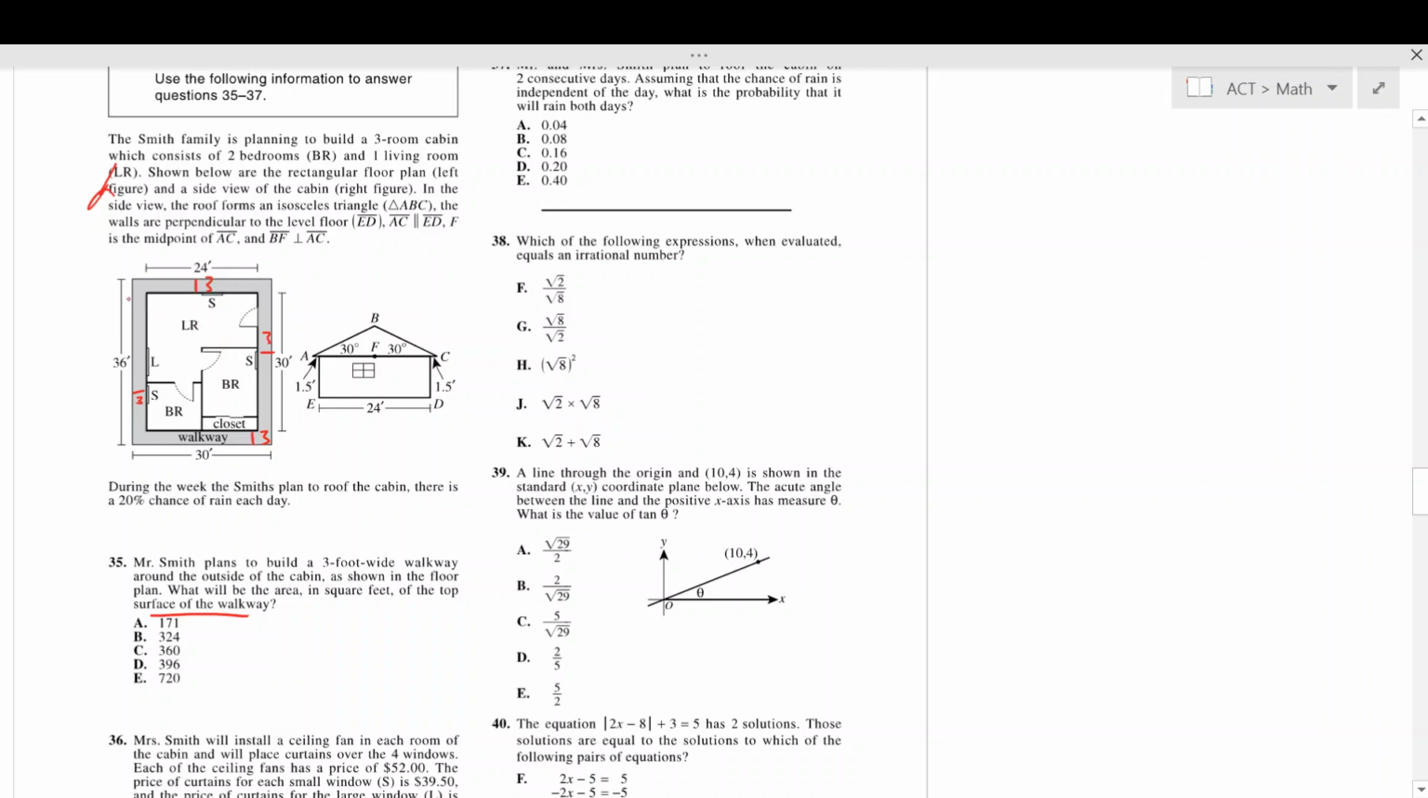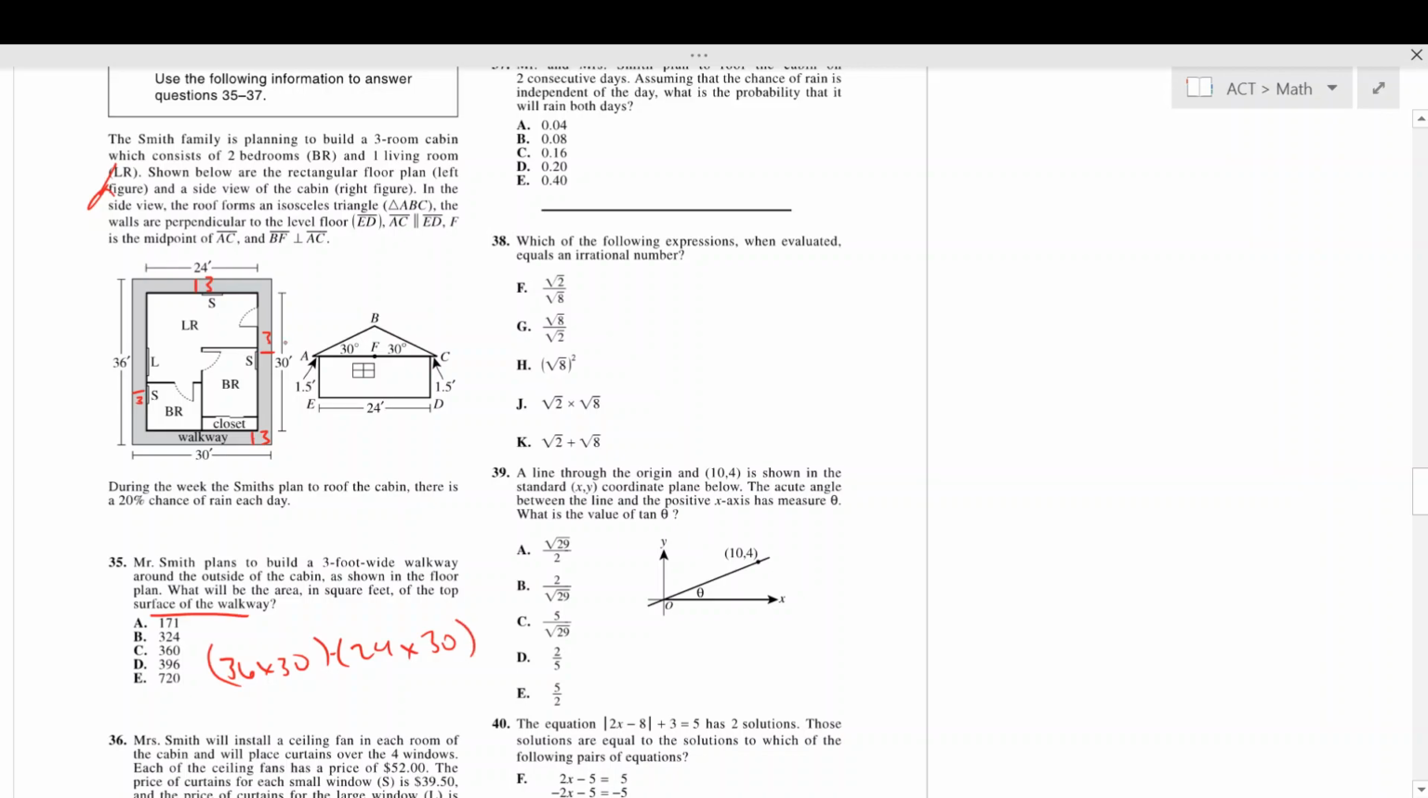So what we could do here is we find the area of the large rectangle, the whole rectangle, and then we subtract the area of the small rectangle, and then that leaves us with just the area of the shaded region. So actually the test makers were nice enough to give us the dimensions of the small and large rectangle. So let's just do the math. So 36 times 30 minus the area of the small rectangle. So that'll be, the small rectangle is 24 times 30.